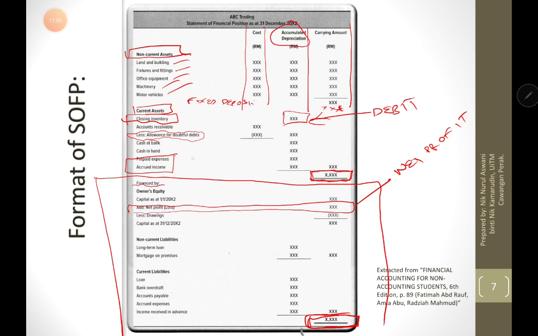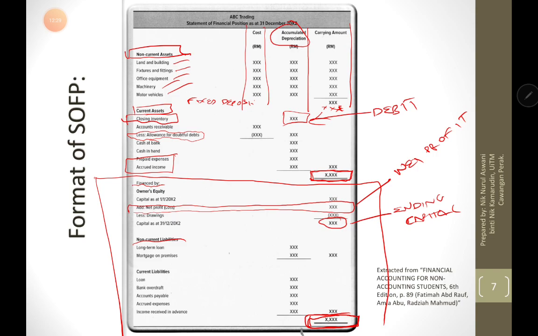Okay, on the second part kita ada, it will be financed, the non-current asset and current asset will be financed by owner's equity and liabilities. Okay, so owner's equity kita start dengan capital beginning of the year yang ada dalam trial balance, add net profit less drawings, kita akan dapat ending capital. This one is ending capital, modal hujung tahun. Okay, and then we add non-current liabilities.